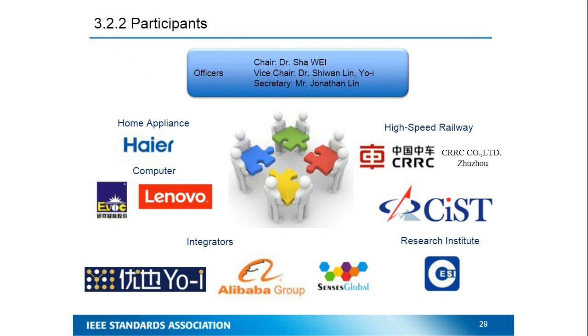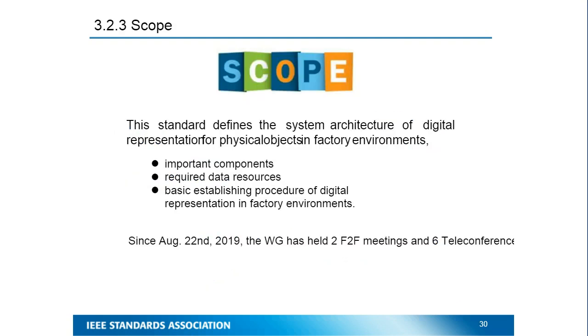Here in IEEE 2806, we try to define the digital representation in a factory environment. The corporate members are from high-speed railway, computer, and home appliance manufacturers. Integrators for both discrete and process manufacturing also join this working group. This standard will define the system architecture of digital representation for physical objects in factory environments, including the important components, required data resources, and basic establishing procedure of digital representation in factory environments.